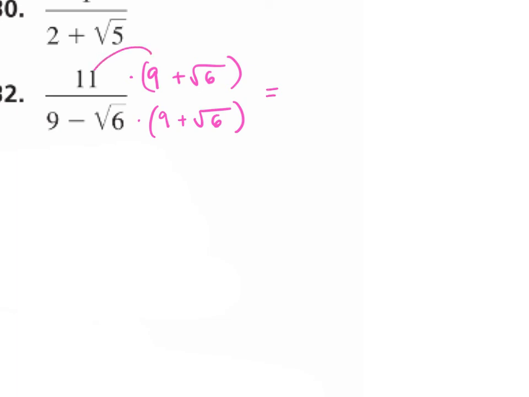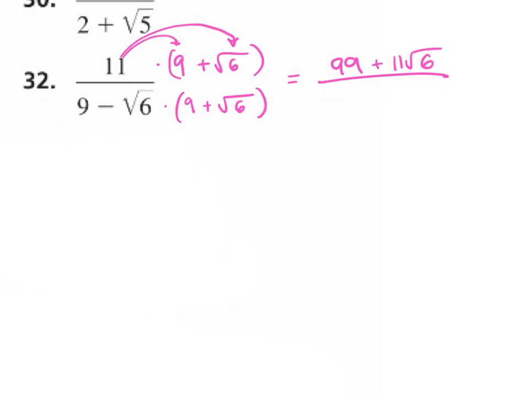So can't forget to distribute this 11 to both things on the inside. So what's 11 times 9? 99. And then 11 times square root 6 would just be 11 square root 6. So our top is done. Now we can work on the bottom.